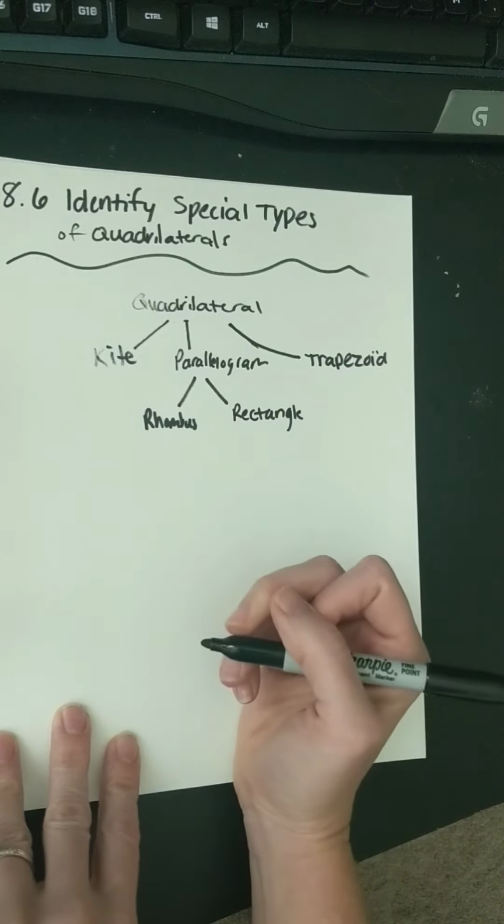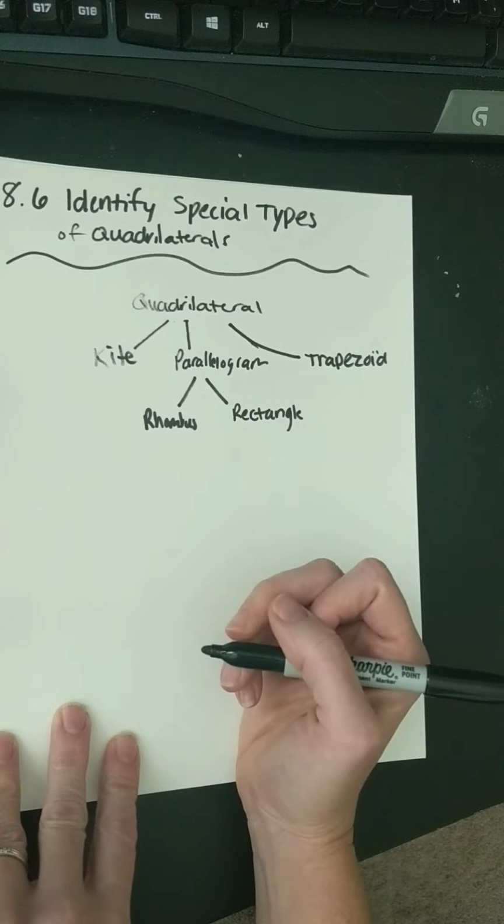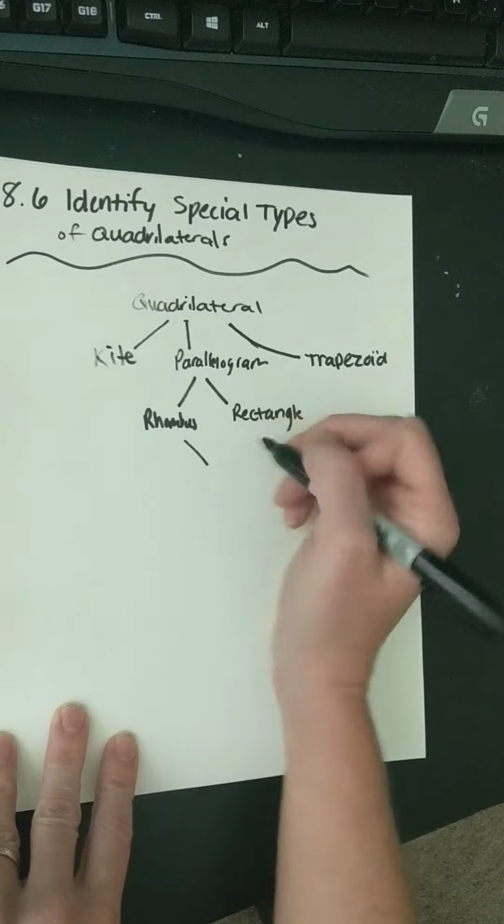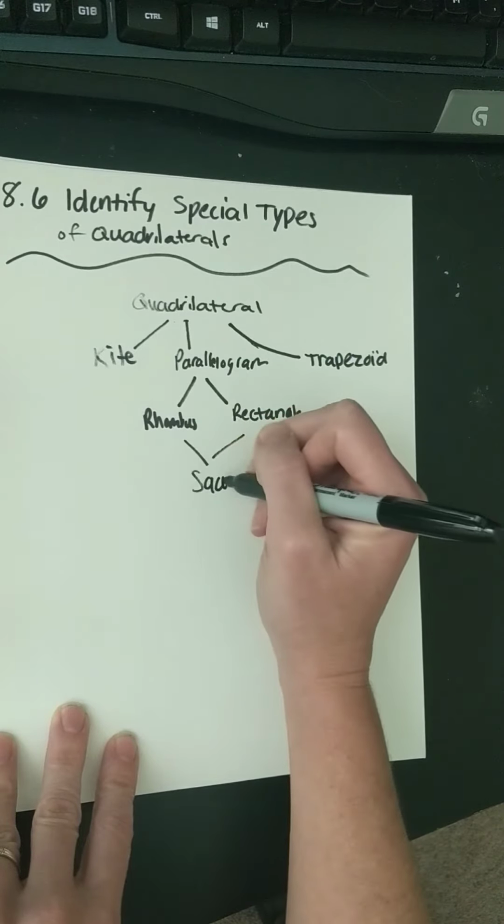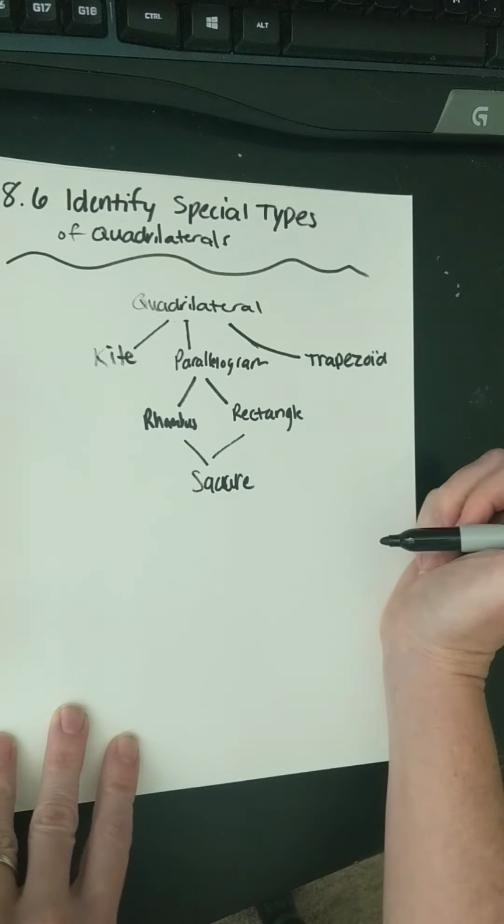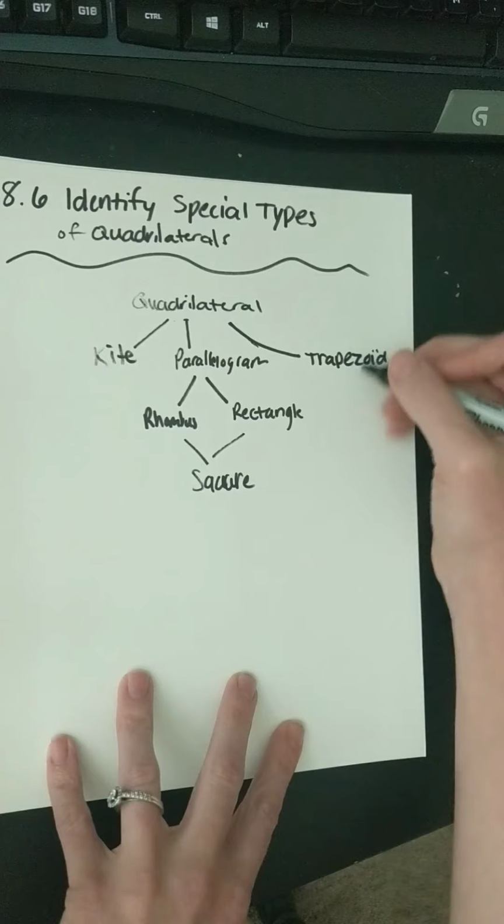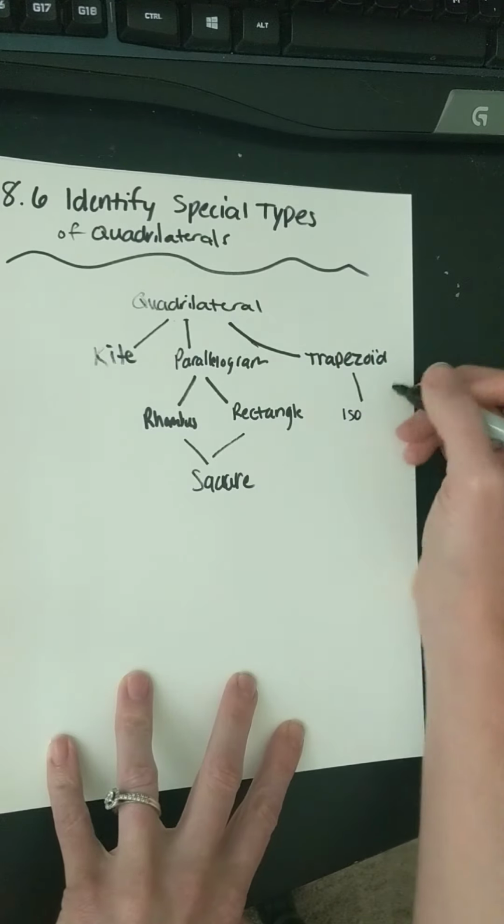And by definition, a square can only be a square if it is a rhombus and a rectangle, if it applies the rules to both of those. Then we talked about trapezoid, and a specific kind is isosceles trapezoid.